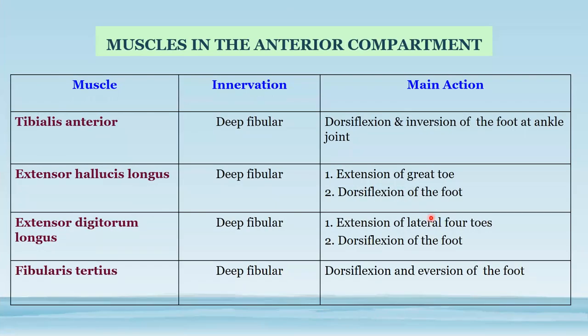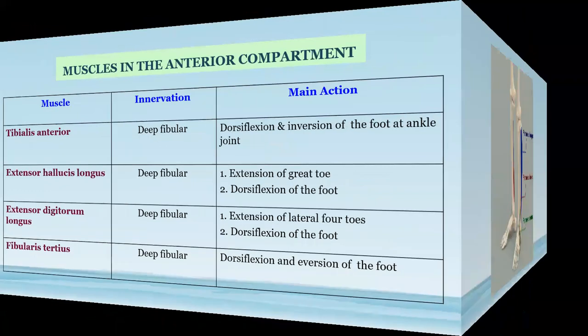All the muscles of the anterior compartment are supplied by the deep fibular nerve. The function of the muscles in the anterior compartment is dorsiflexion and extension of the toes. Hallucis is extension of the great toe, the big toe. Digitorum is extension of the lateral four toes. Fibularis tertius is dorsiflexion and eversion of the foot.